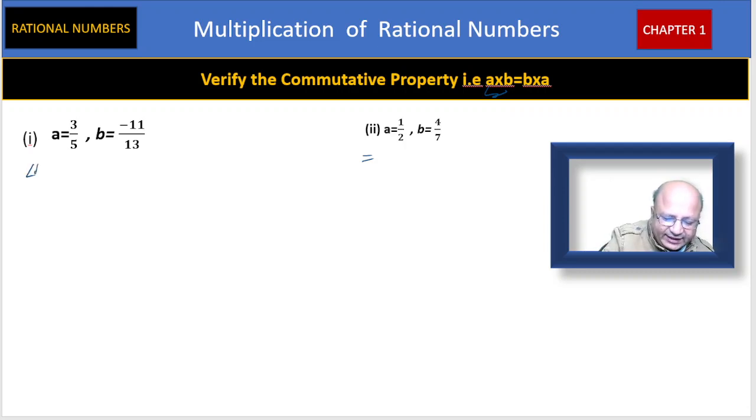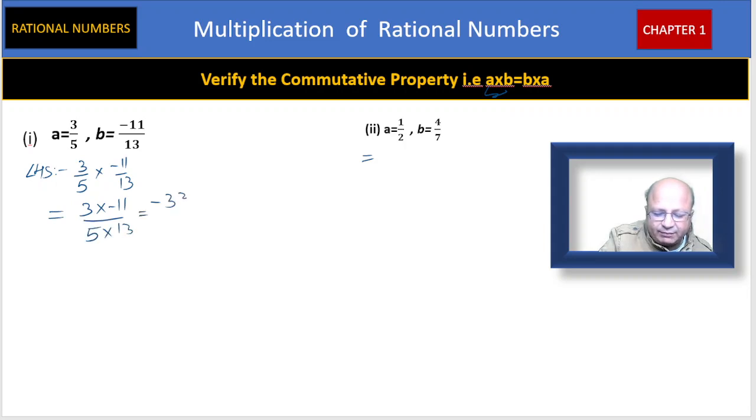So left hand side, so a into b is equal to 3 upon 5 multiply by minus 11 upon 13, is equal to multiply the numerators, 3 multiply by minus 11 upon 5 multiply by 13. So result is minus 33 upon 65 because there is no common factor between numerator and denominator.